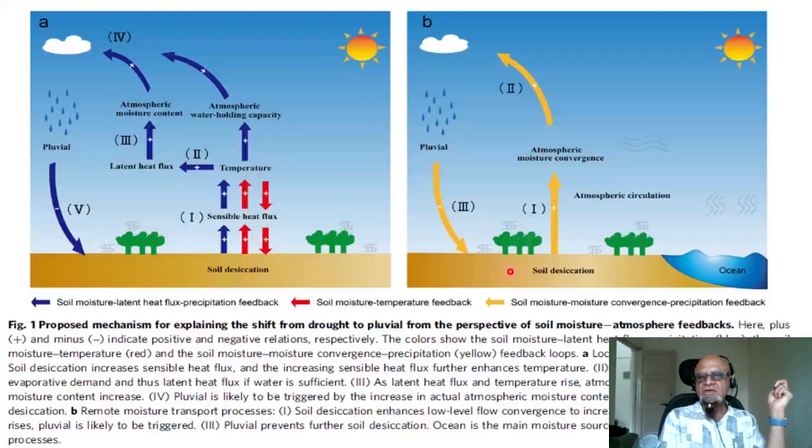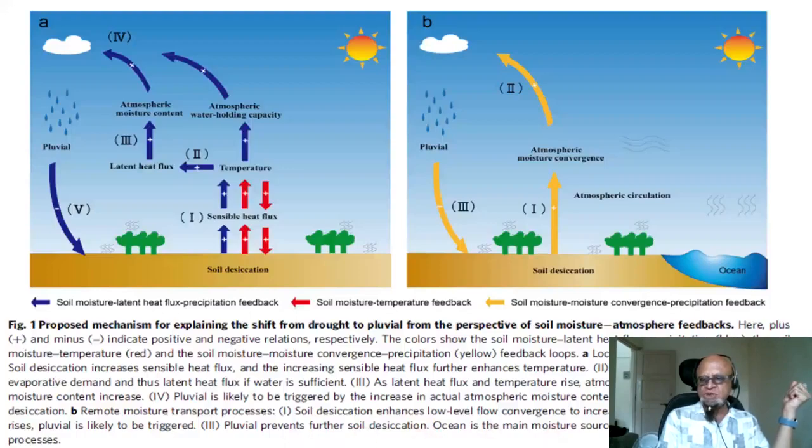What about the soil moisture convergence precipitation feedback? Here again you have the feedbacks happening as remote moisture transport processes, so atmospheric dynamics. Soil desiccation enhances low-level flow convergence to increase moisture. As moisture in the air rises, pluvial is likely to be triggered, and pluvial prevents further soil desiccation.